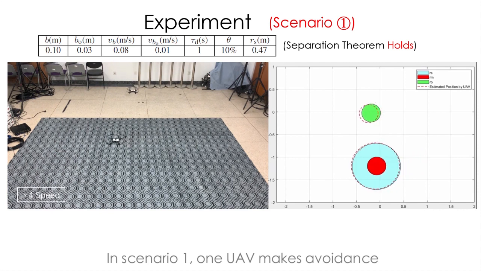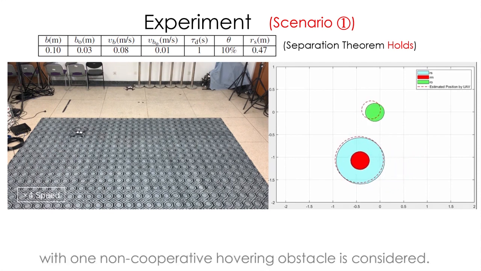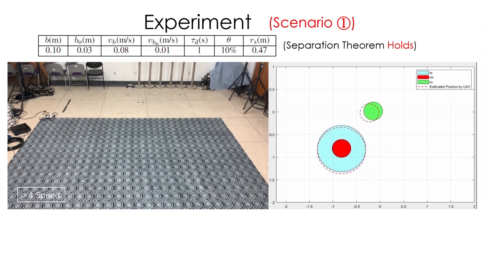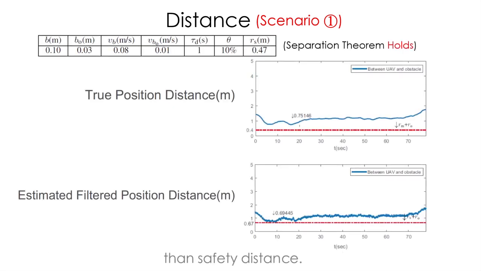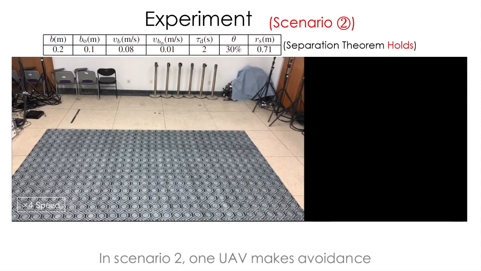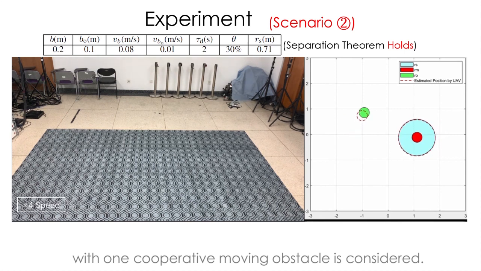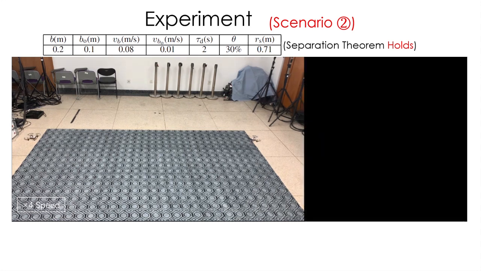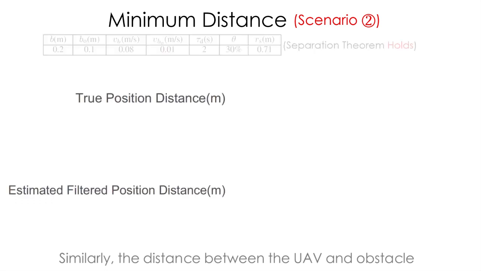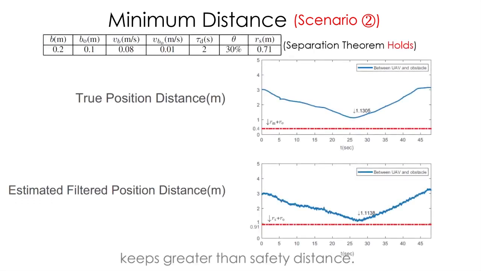In scenario 1, one UAV making avoidance with one non-cooperative hovering obstacle is considered. The distance between the UAV and obstacle keeps greater than the safety distance. In scenario 2, one UAV making avoidance with one cooperative moving obstacle is considered. Similarly, the distance between the UAV and obstacle keeps greater than the safety distance.